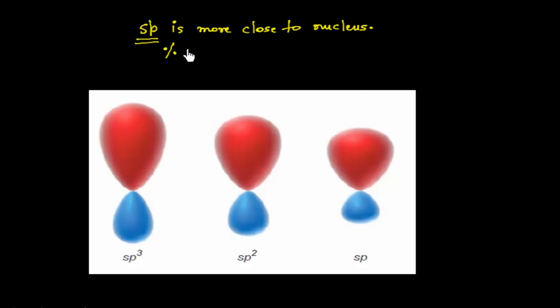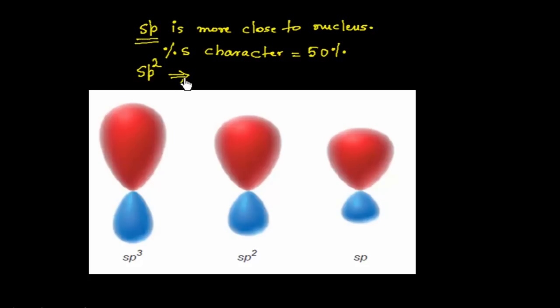What is the s character in an sp orbital? What is the percentage s character? If I say the total is 100, because we have one s and one p character, s character is 50% and p character is also 50%. So that is more close to the nucleus.